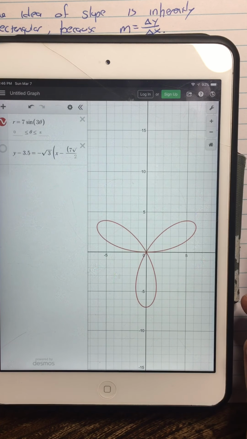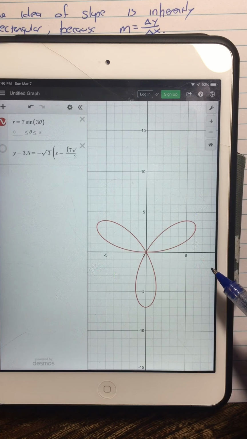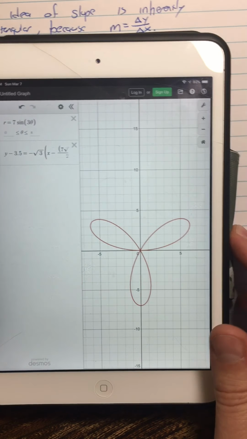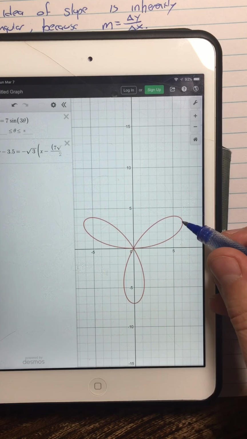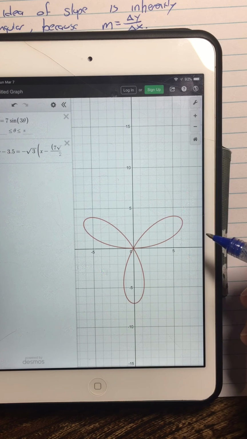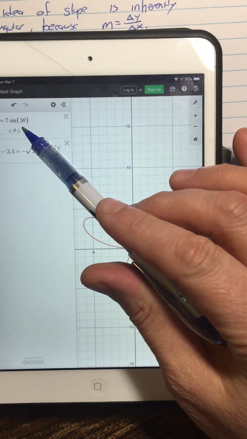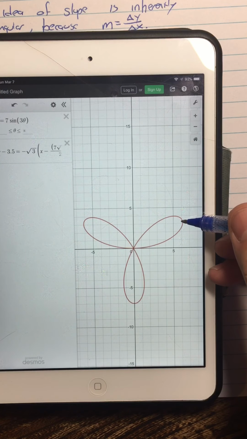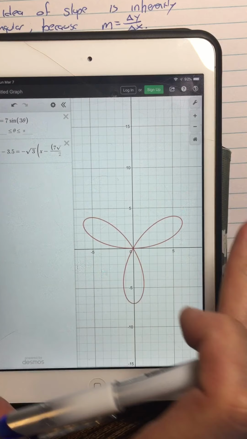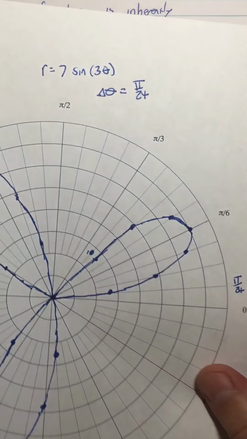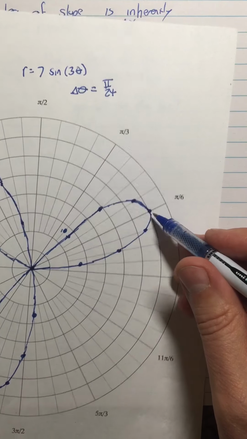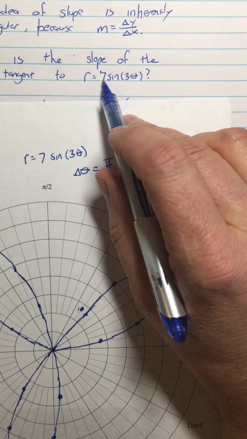All right, so what we're going to do is find the tangent to the curve at theta equals pi over 6. We'll be able to figure out that pi over 6 is going to be this maximum over here. The reason is that the sine function attains its maximum at pi over 2. We've got sine of 3 theta, so if 3 theta equals pi over 2, then theta equals pi over 6. So this maximum occurs when theta equals pi over 6. In fact, you probably noticed when drawing this graph that at theta equals pi over 6, you had r equals 7, which not coincidentally is that number right there.